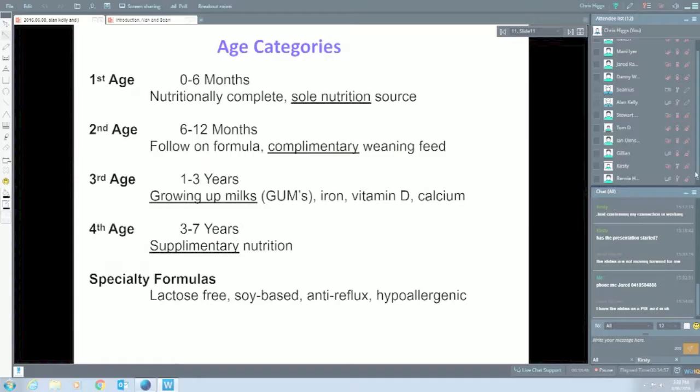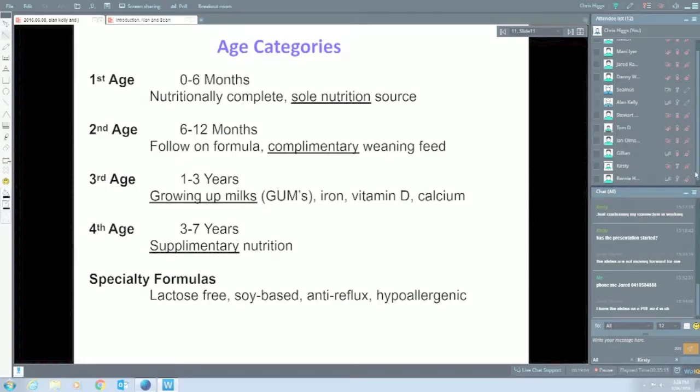But just to say that while the focus is on first stage for the first 6 months, some of this information is also relevant, obviously, in the older age category products, such as follow-on formulas and growing up milks, and in particular in some of the specialty products as well.